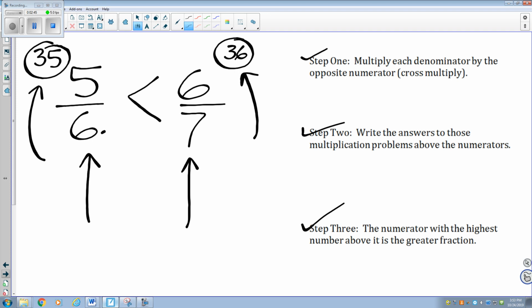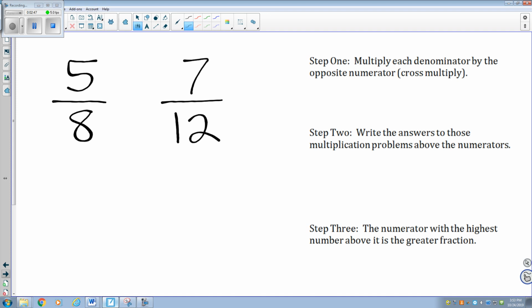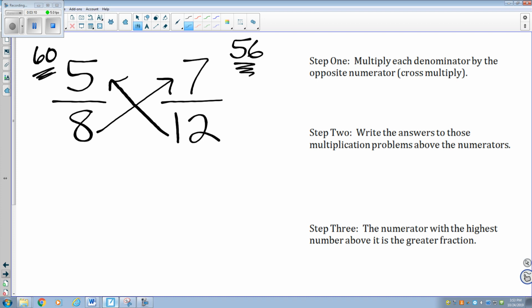Let's do another example. So this one we've got 5/8 and 7/12. They're both pretty close to half. Let's do our cross multiplying step and figure out for sure which one is greater. So start with the denominator and multiply times the opposite numerator. 8 times 7, 56. 12 times 5 is 60. And in this case, the 60 is greater than the 56. So that means the 5/8 fraction would be greater than the 7/12 fraction.